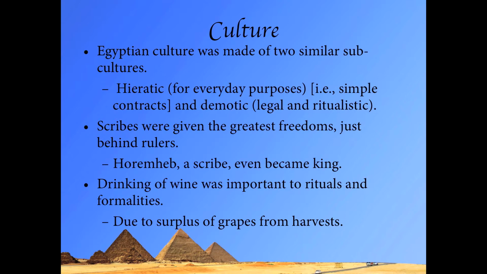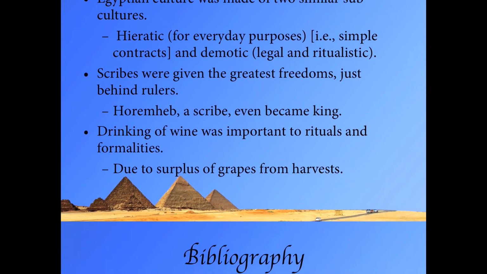The large surplus of harvests meant that wines were commonly made. Wines were considered staples at rituals and parties. This made parties very common occurrences in ancient Egypt and made for a very optimistic culture.